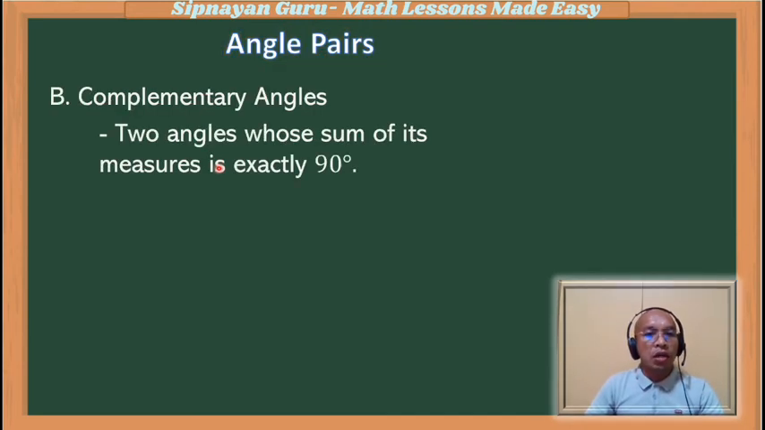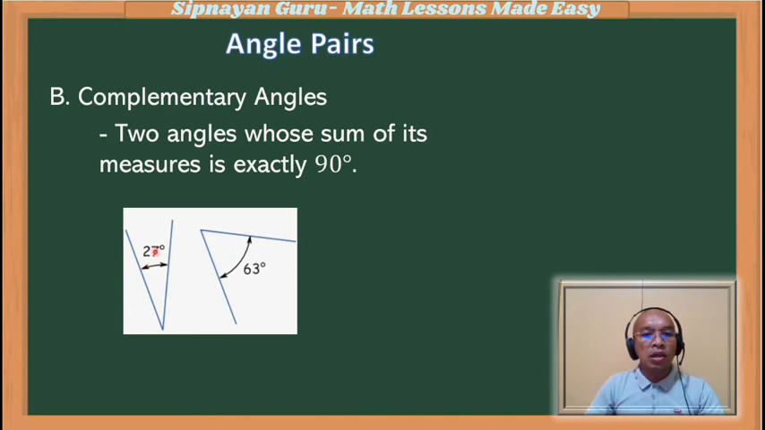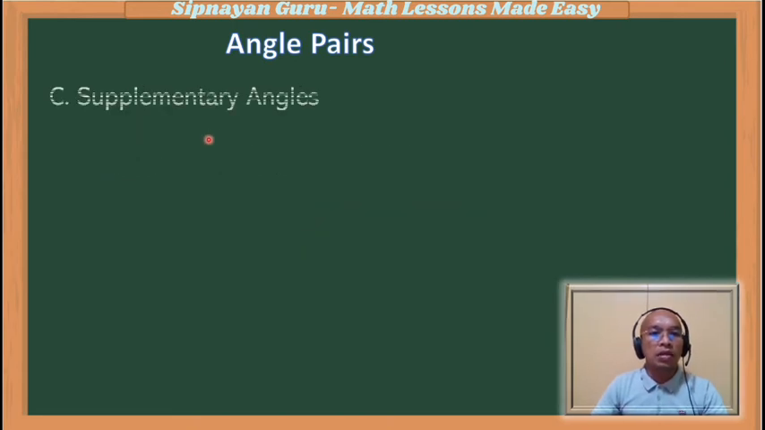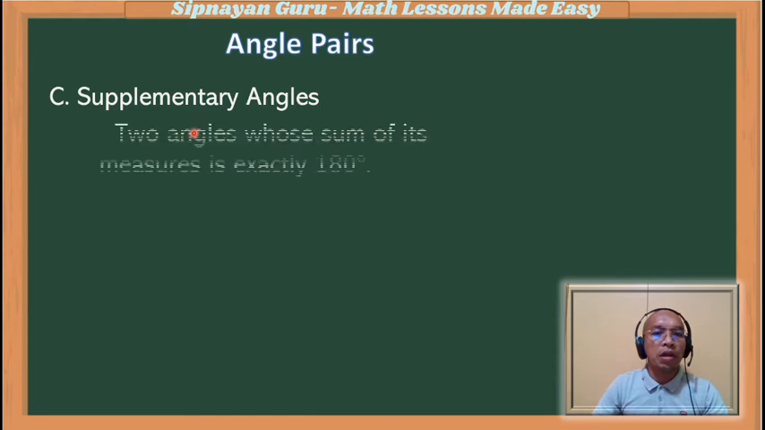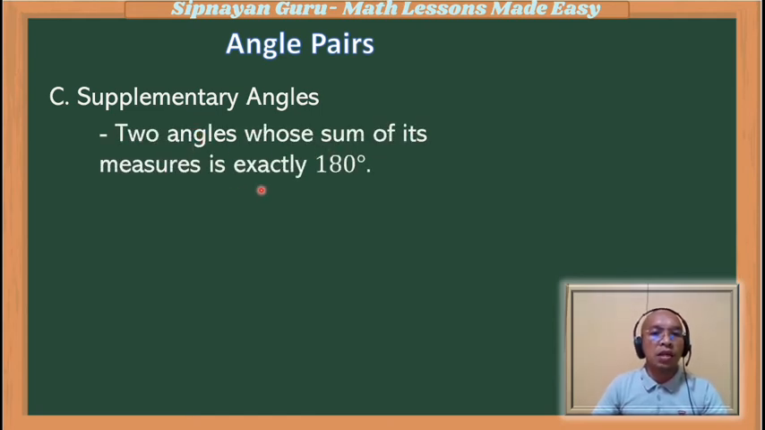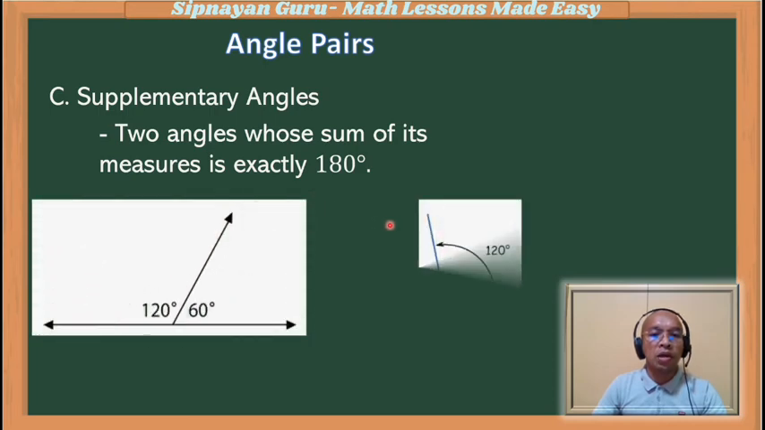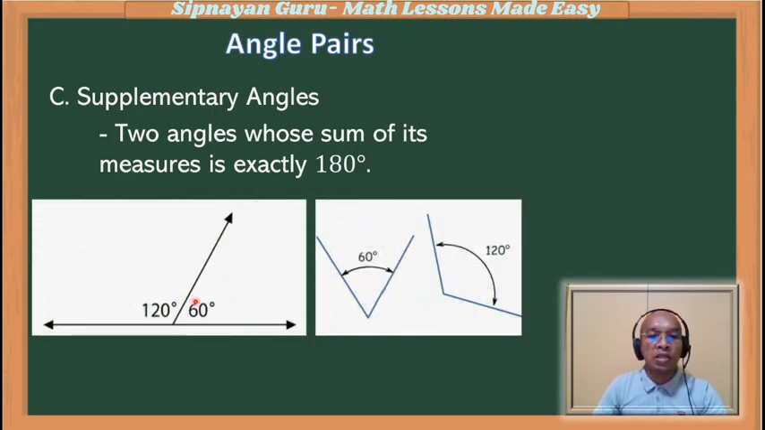Complementary angles. These are two angles whose measures sum to exactly 90 degrees. So these two angles are not adjacent, but the sum is exactly 90 degrees. These two angles are complementary angles. The next angle pair is supplementary angles. These are two angles whose measures sum to exactly 180 degrees. These two angles could be adjacent or non-adjacent angles.